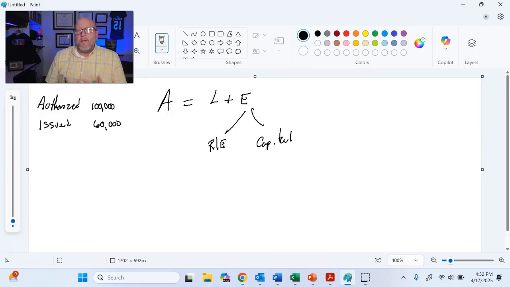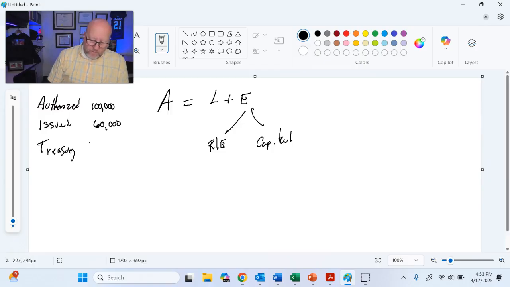And then let's say that we've issued 60,000 shares, and for whatever reason, we want to buy back 10,000 shares, right? So instead of having 60,000 shares outstanding, we only want 50,000 shares outstanding. So we are going to bring back 10,000 shares. When I bring back 10,000 shares, the shares that I've brought back, I refer to as treasury stock.